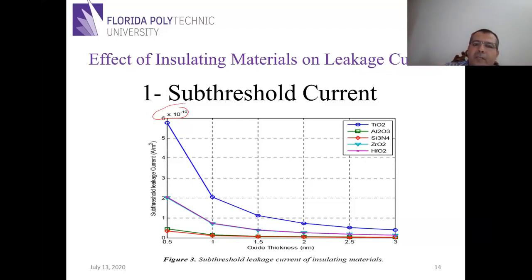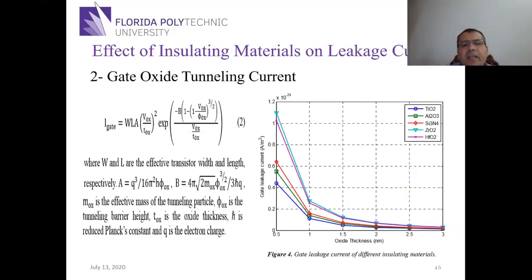So if your V gate is less than V threshold, this will appear. This will count, and this is 10 power negative 10. This is countable, or this is one of the biggest ones. The second one is the gate oxide tunneling current. And for the gate oxide tunneling current, if you see here, A is the effective transistor width and length. We usually consider the dimension of the transistor, so W and A.